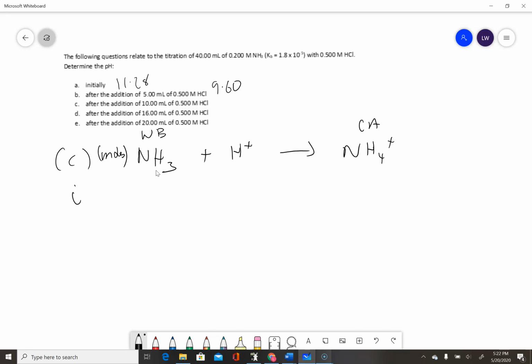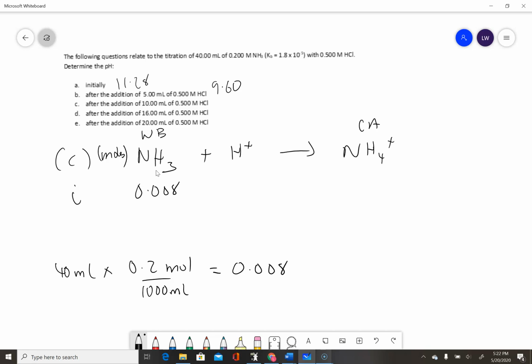So what do we got? We got 40 mils of ammonia, and the concentration was 0.2 moles per litre. So 1 litre is the same as 1,000 millilitres. So there we go, 40 times 0.2 on 1,000. And that means that we got 0.008 of that.